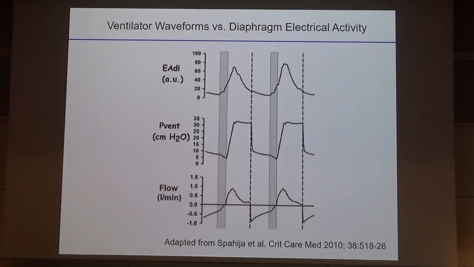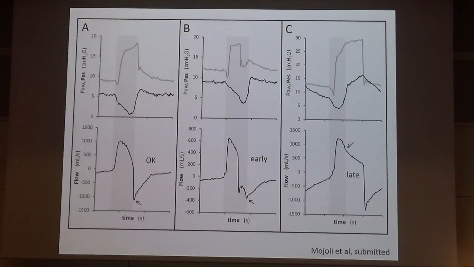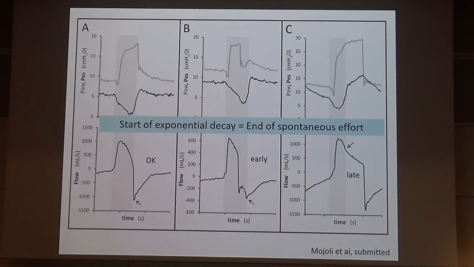So on waveforms, the very beginning of patient inspiratory effort can be detected as a sudden drop in airway pressure or a sudden positive deflection of flow. On the other hand, exponential decay of flow suggests a passive condition. That means that we can assume that the start of an exponential decay of flow corresponds to the end of a patient effort.